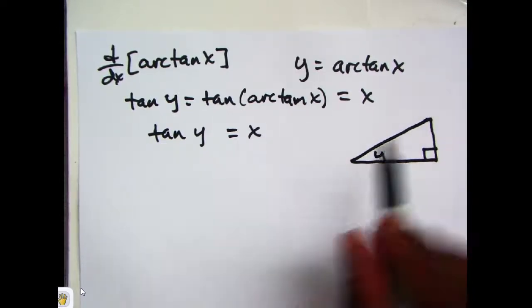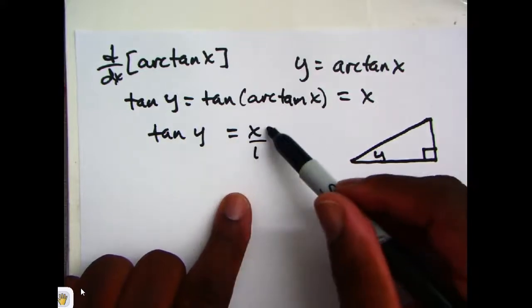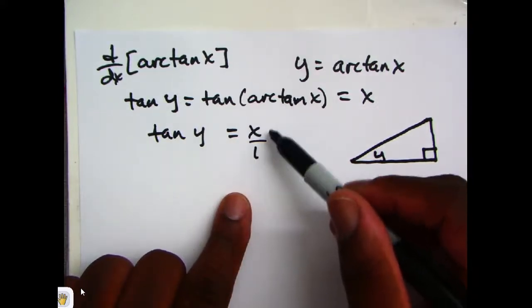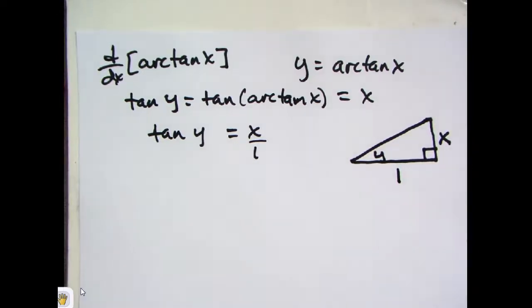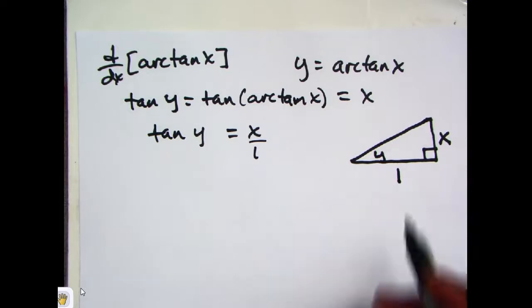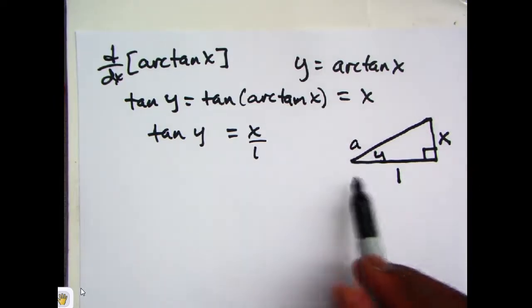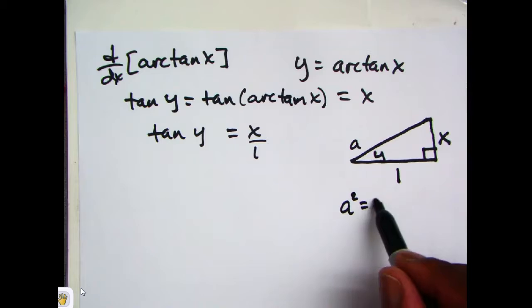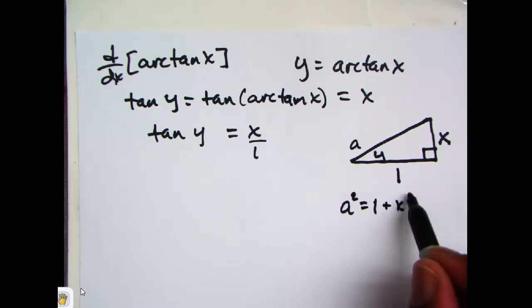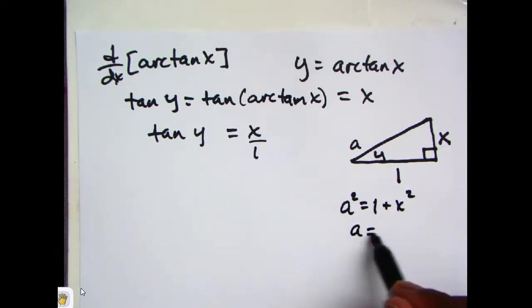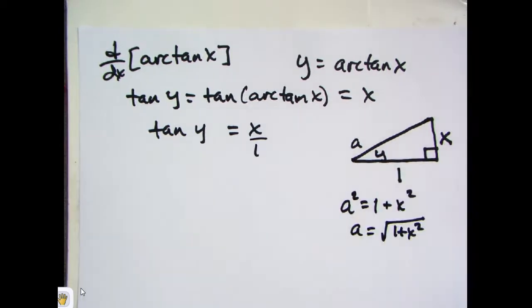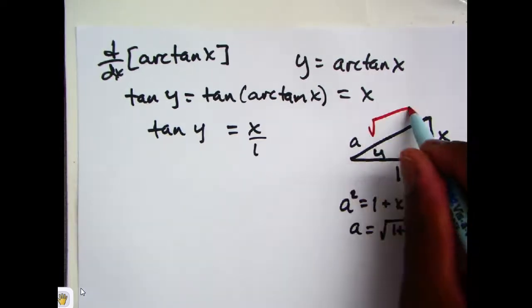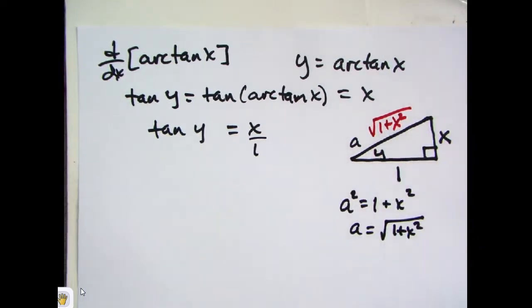So here's our angle y. Now tangent is opposite over adjacent. So that means that our opposite side is x and our adjacent side is 1. Okay, so if we call this a here, using our Pythagorean theorem, a squared is equal to 1 squared plus x squared, square root, a is equal to the square root of 1 plus x squared. So this side here is the square root of 1 plus x squared.